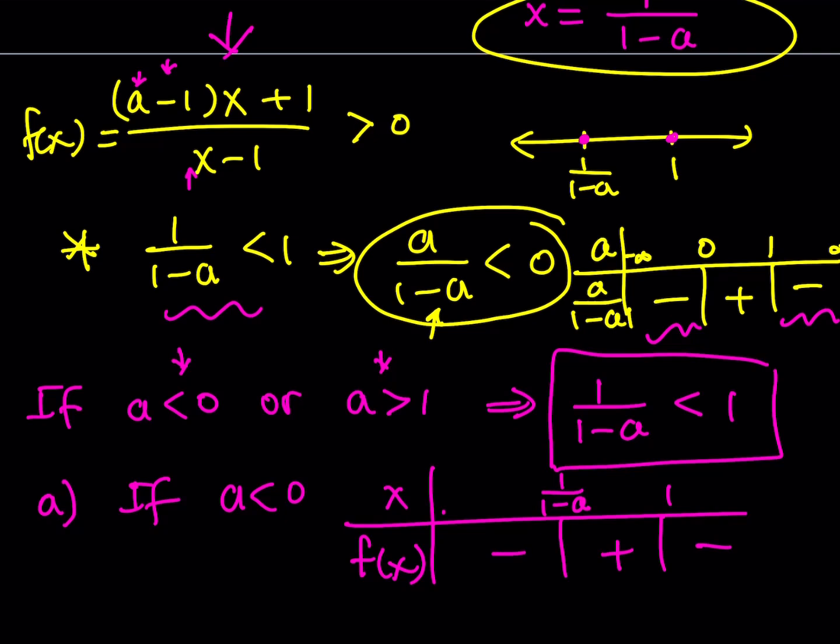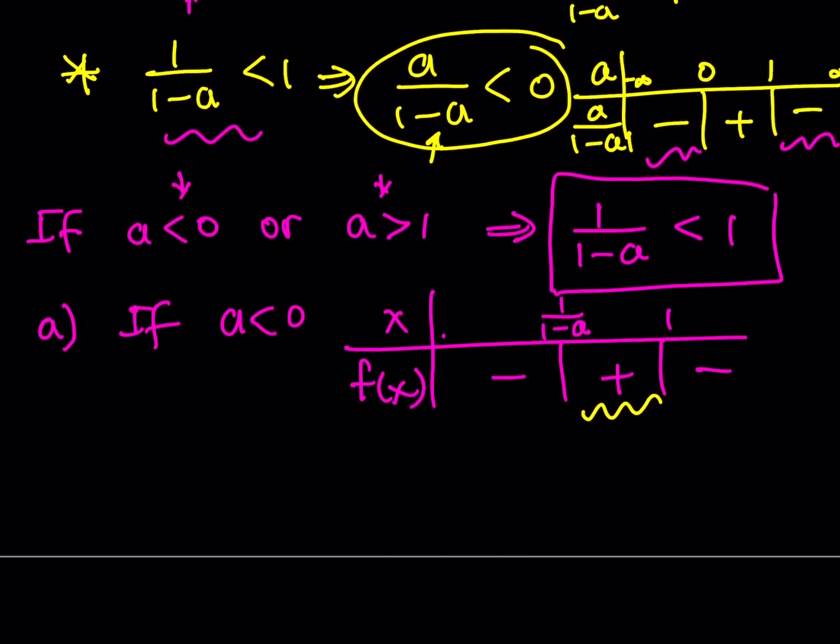Now, what am I looking for? Well, I do want my f of x value to be greater than 0. So I'm basically looking for positive f values, which are going to happen here. What is that supposed to mean? It means that if a is less than 0, then our x values are going to be in this interval. And what we're going to do at the end is go back and put it all together. But let me go ahead and look at the second case scenario.